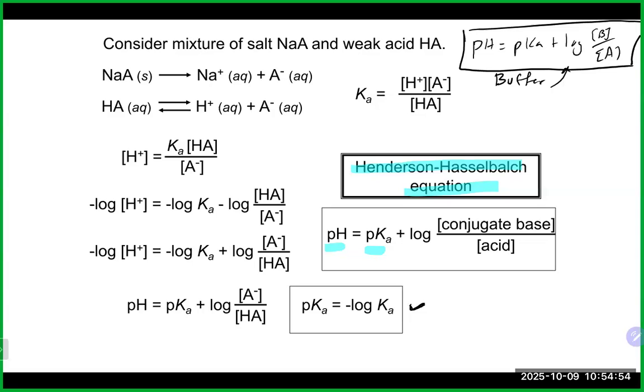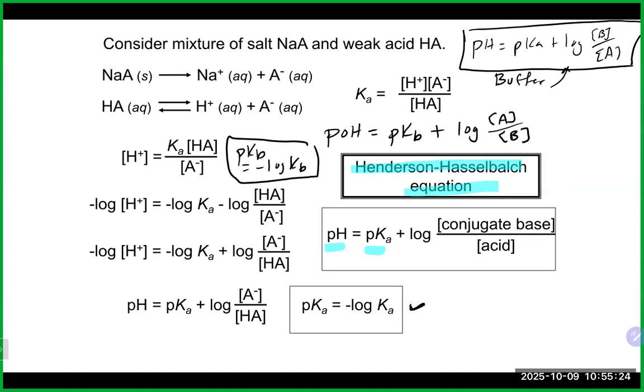There's also, much like we have pH and pOH, a pOH version of this equation. The pOH version is the pKb plus the log of the acid over the base. It is reversed. And it's the pKb value, and by the way, the pKb value is minus the log of the Kb value. So the pKb is calculated the same way as the pKa.